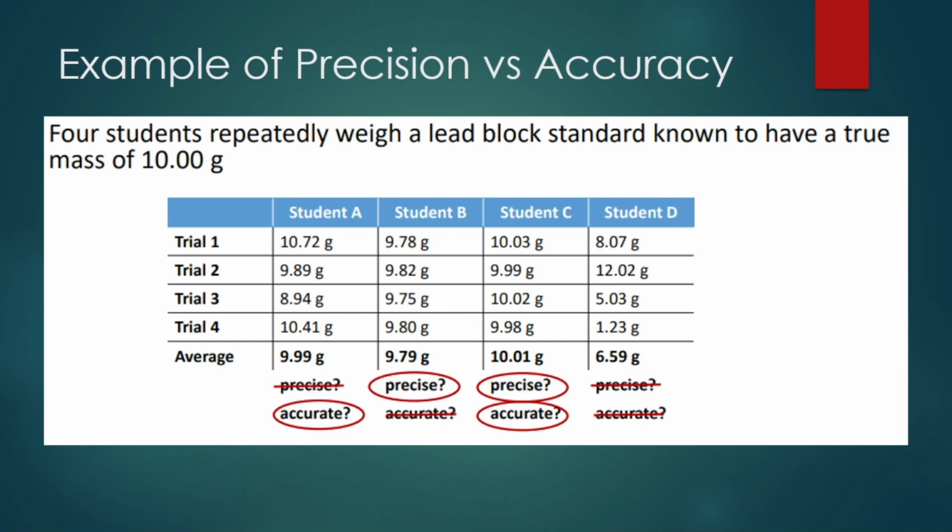Now, student D, however, is neither precise nor accurate because the numbers don't add up to 10 in the slightest, nor are close in any way. If you look at 8, 12, 5, 1, the average is 6. They're all over the place. If the actual value is 10 and you're getting an average of 6, something is wrong and your numbers are neither precise nor accurate.